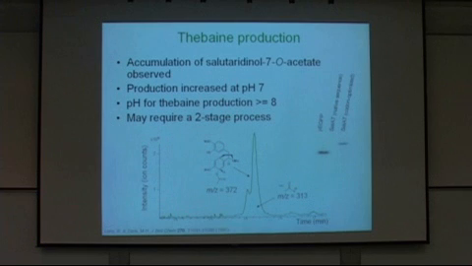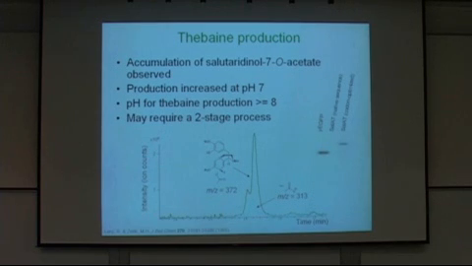Okay, so for thebaine production, which is really the goal of this pathway so far, we tested the SAL-AT activity. One of the first things that we did was we codon optimized the SAL-AT since we weren't able to observe the native sequence using Western blotting. And although we see a huge increase in expression, we didn't see a huge increase in activity. So that was a little disheartening.